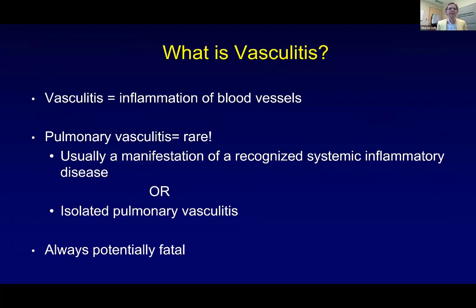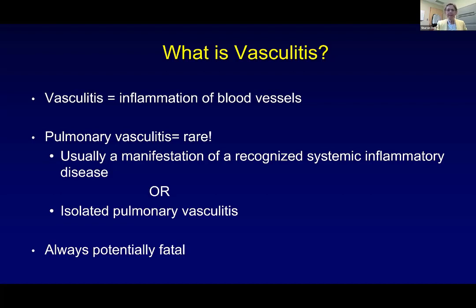So moving on now to vasculitis. What is vasculitis? I think you probably all learned about this in medical school: inflammation of the blood vessels. And pulmonary vasculitis is one of the rarer manifestations of vasculitis. It's usually a manifestation of some underlying recognized systemic inflammatory disease, or it may be isolated pulmonary vasculitis, as I already mentioned. And it is very important to have a good understanding of pulmonary vasculitis because it's always potentially fatal.